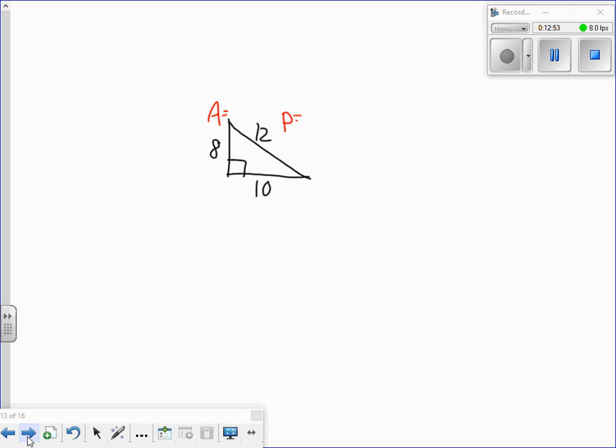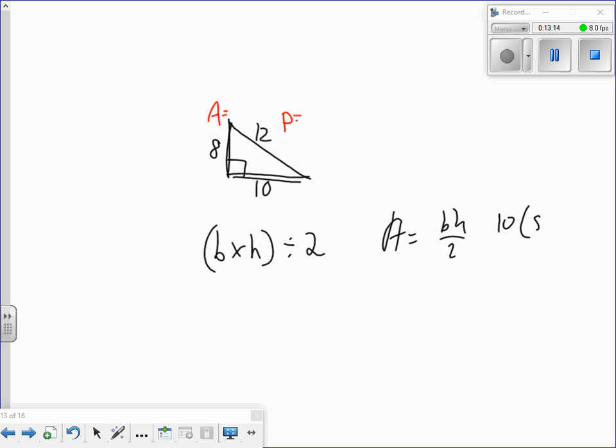And your next question is an area and perimeter of a triangle. So again, area, it's base times height, usually sometimes like this, divided by 2. But how I like to write the formula for area, it's area equals base times height divided by 2. Your base here is 10. Your height here is 8, divided by 2. 80 divided by 2 equals 40.